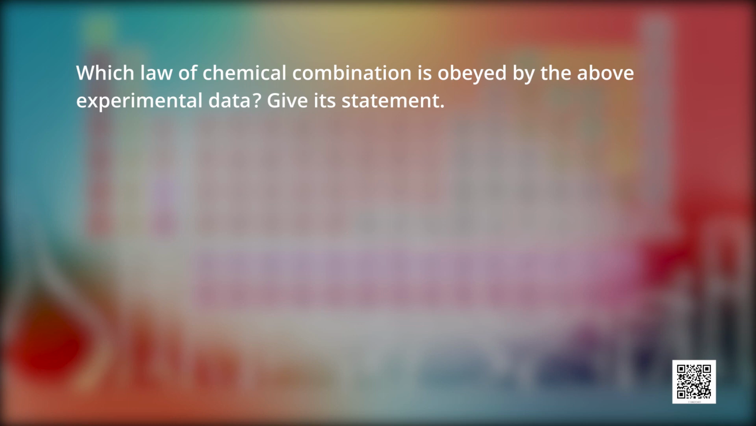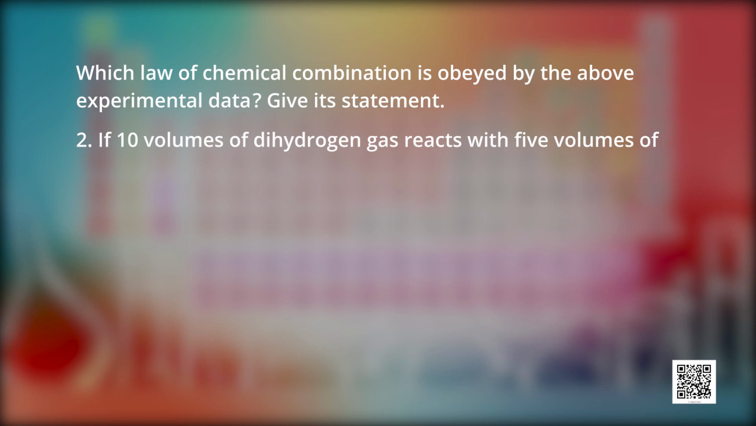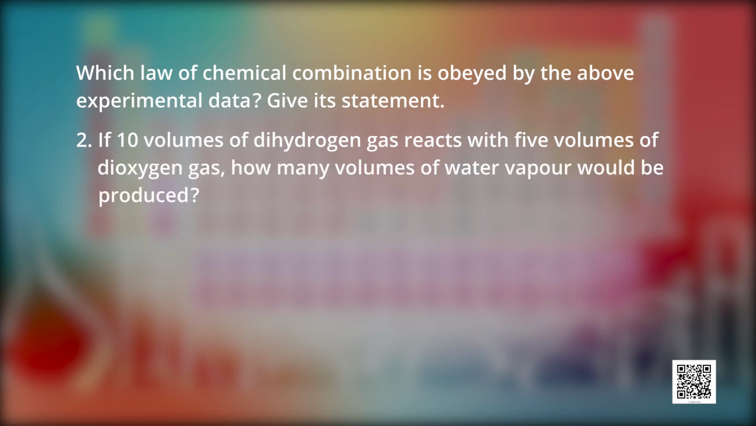Now, here you have to verify which law of chemical combinations is obeyed by the above experimental data, and you have to write its statement also. In the second question, if 10 volumes of dihydrogen gas reacts with 5 volumes of dioxygen gas, how many volumes of water vapor would be produced?